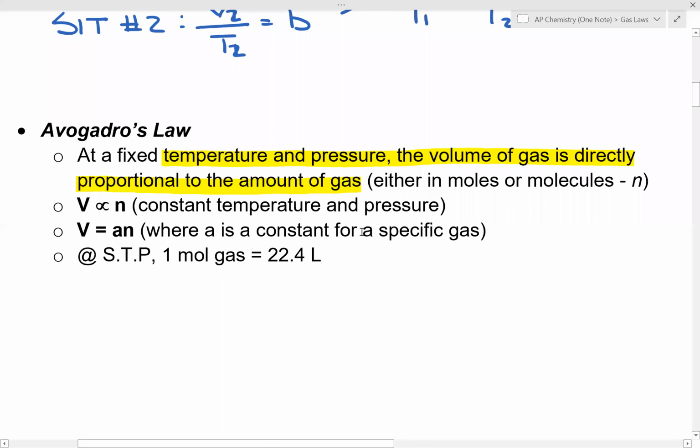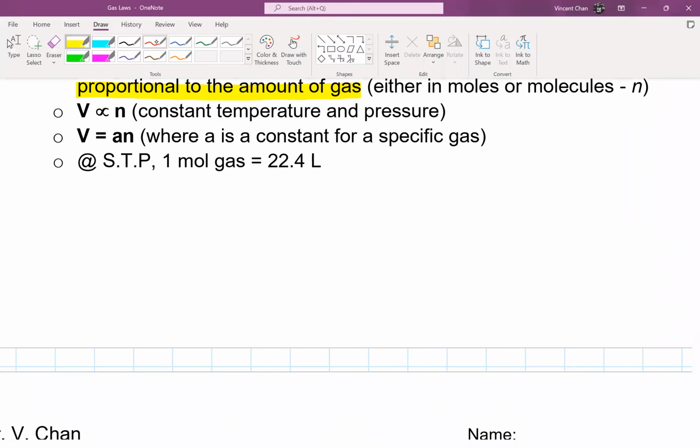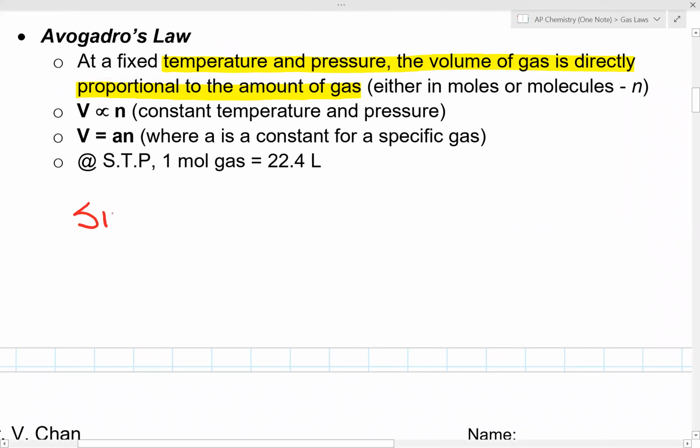So what you have is the volume is directly proportional to the number of moles. And again, if we were to take it into a relationship where we had situation number one, I would have V1 is equal to A times N1.